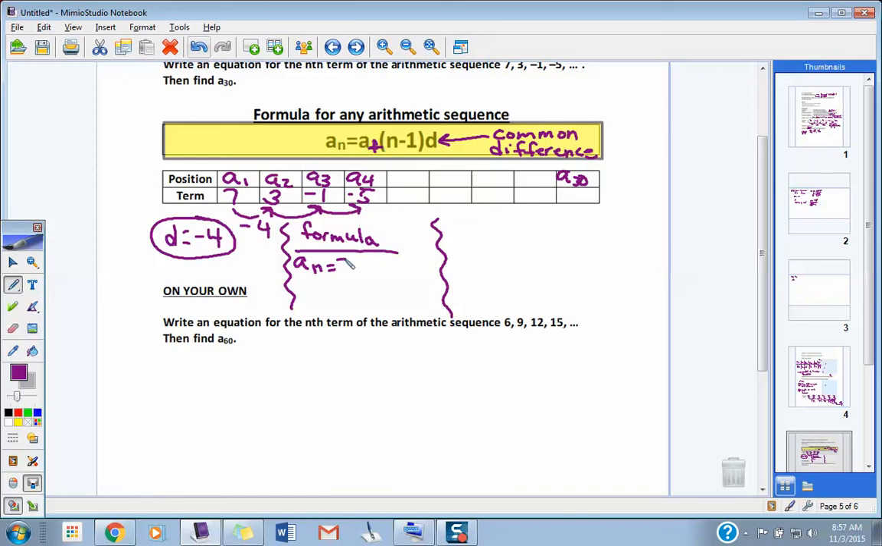7, plus. Okay, and then you're just going to put in n minus 1 times, what's the d value now, guys? What is our common difference? Negative 4. Everybody agree there? All right, all y'all got that?